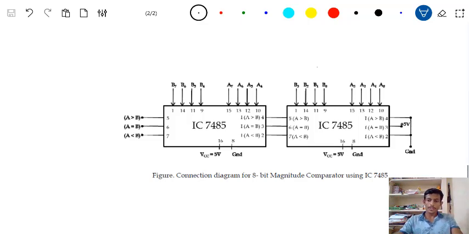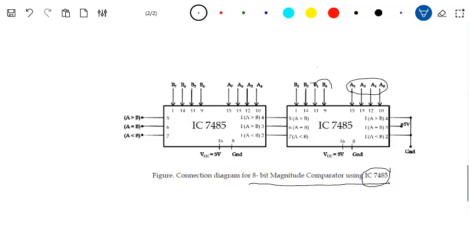The topic we are going to discuss is the 8-bit magnitude comparator using IC 7485. This 7485 is the IC designed for comparing 4-bit. So it has four comparing inputs: A0, B0.